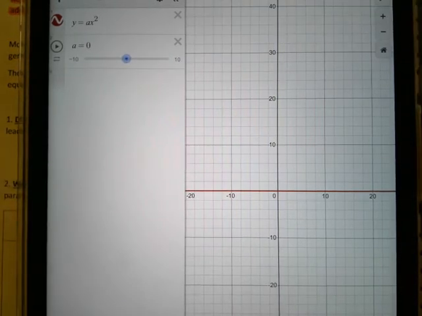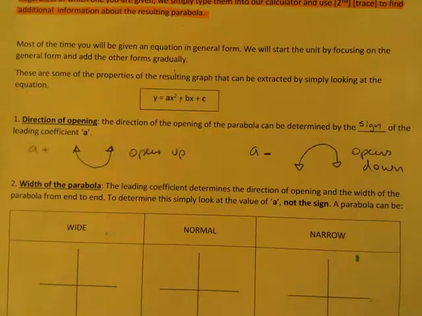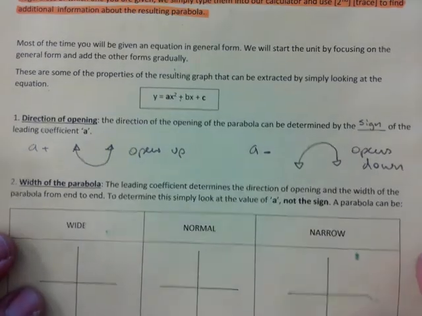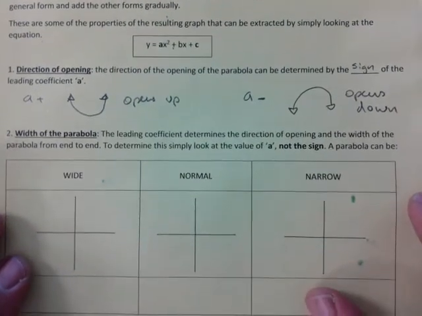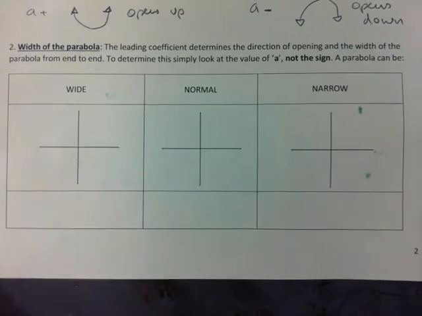Oh, A is equal to 0. It's now a constant, right? See there? It ceases to be a parabola. So that's what it does. So the width of the parabola, follow me down here.